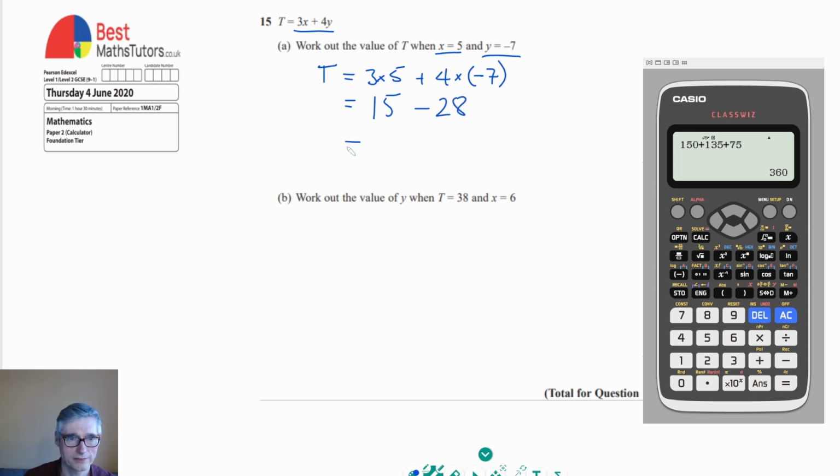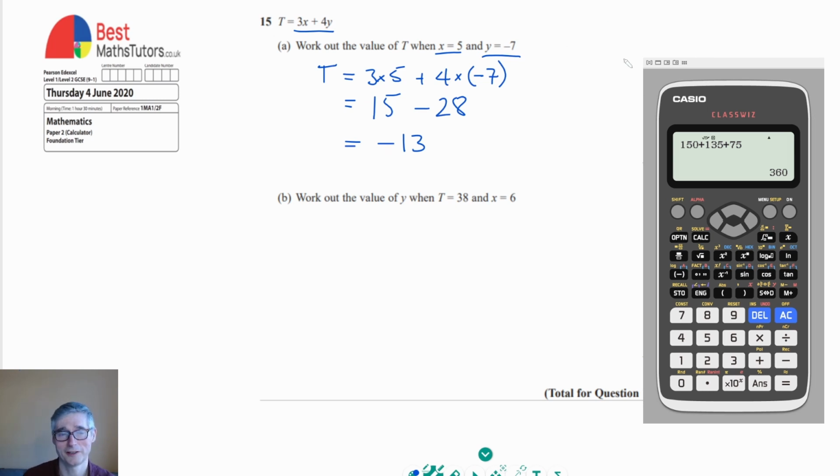So if I work that out, 15 take away 28 might seem a bit difficult to do. But we can say, what would 28 take away 15 be? And the answer to that would be 13. And then if we just use the sign of the bigger number, so we've got 15 take away 28, the bigger number there was 28. So we can see that that's a negative. So the answer is actually minus 13.